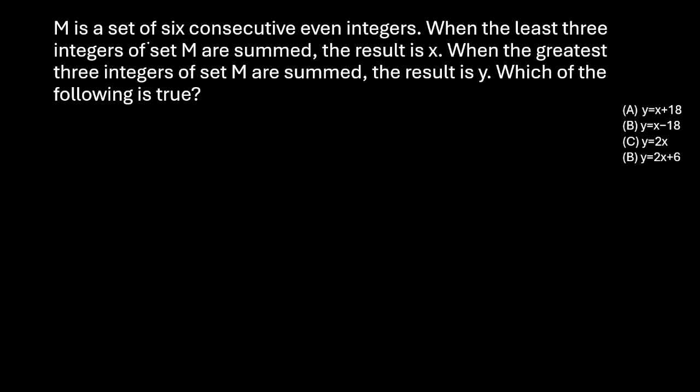M is a set of 6 consecutive even integers. When the least 3 integers of set M are summed, the result is x. When the greatest 3 integers of set M are summed, the result is y. Which of the following is true? Here are the answers.